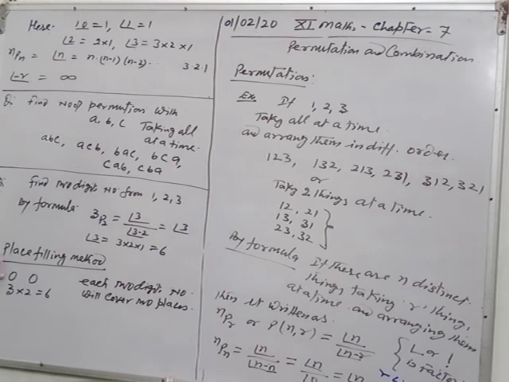Means to fill up the first place there are three digits, means three options. Here you will multiply options. When you put one of them in the first place, then for the second place you have only two digits, any two. So for the second place you will have two options. Therefore the number of permutations, or number of two-digit numbers, is 3 into 2, that is 6. So in this way you can use the place filling method. Okay.